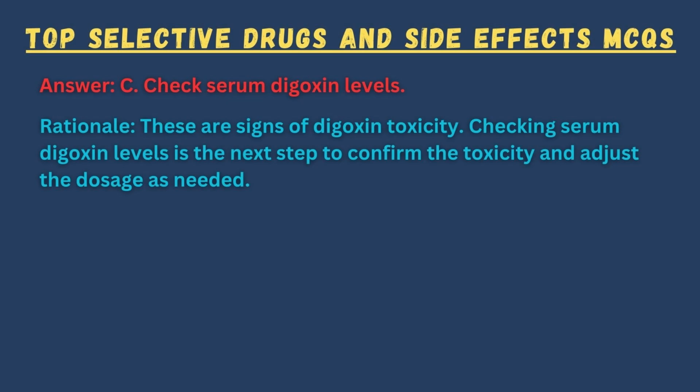Check serum digoxin levels. Rationale: these are signs of digoxin toxicity. Checking serum digoxin levels is the next step to confirm the toxicity and adjust the dosage as needed.